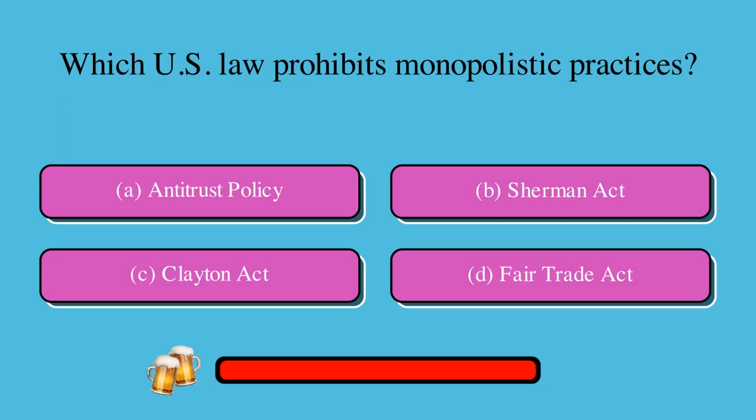Which U.S. law prohibits monopolistic practices? Is it A, Antitrust Policy, B, Sherman Act, C, Clayton Act, or D, Fair Trade Act? The correct answer is B, Sherman Act.